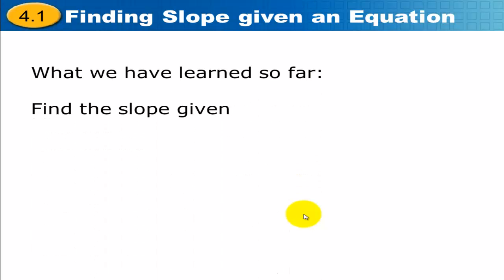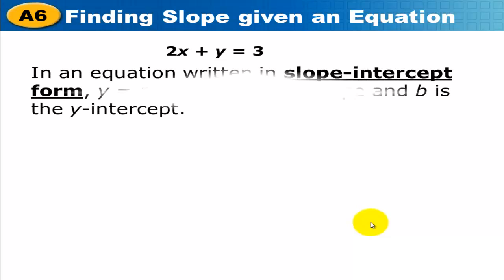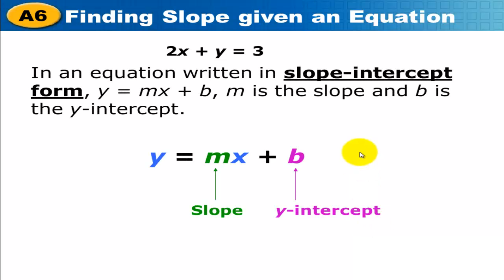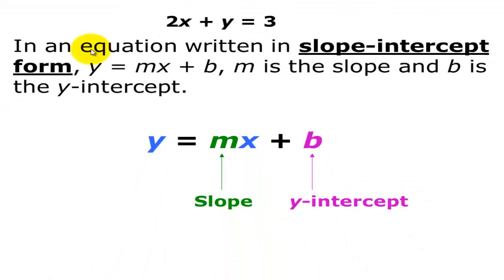Video 4.1, finding the slope given an equation. So what we have learned so far is how to find the slope given 2 points and given a graph of the line. Now what if we have an equation? How are we going to find the slope of an equation? So assuming that we have 2x plus y equals 3, how are we going to get the slope of this line? So we are going to use the slope-intercept form.